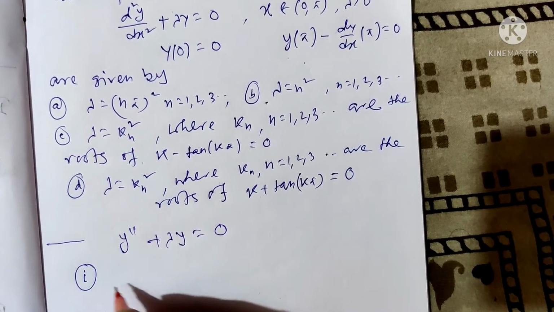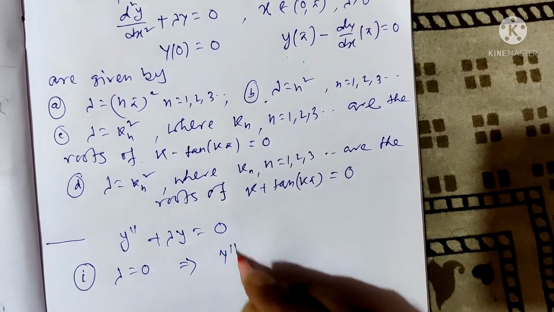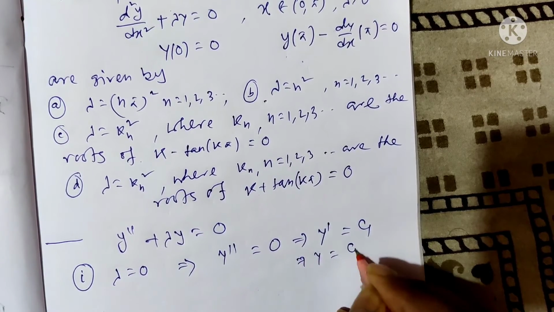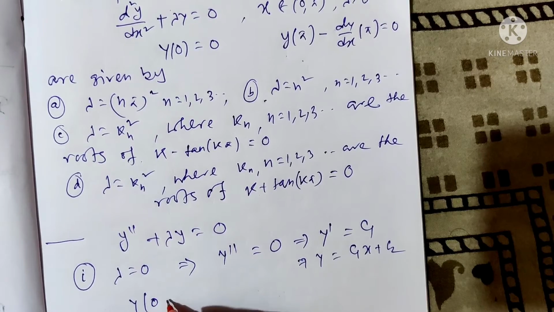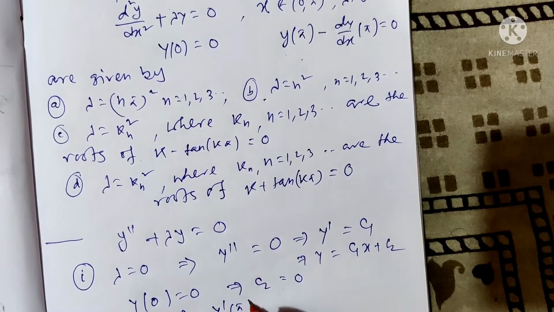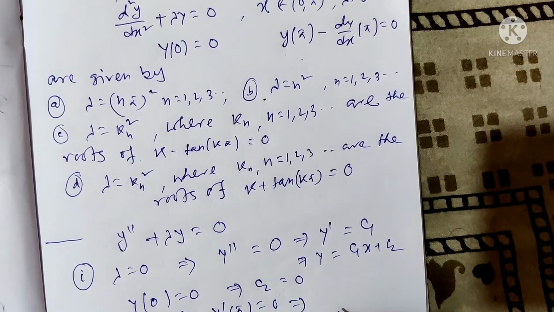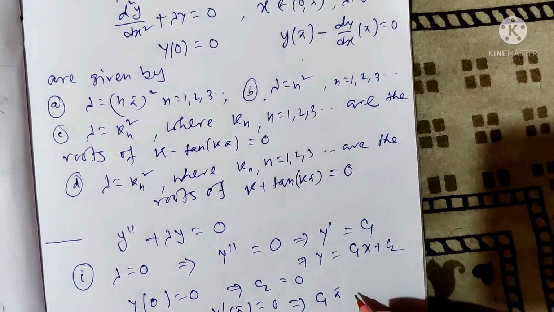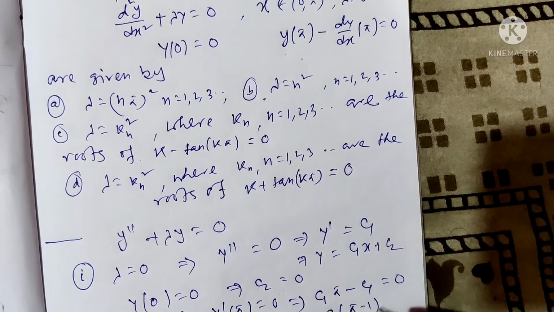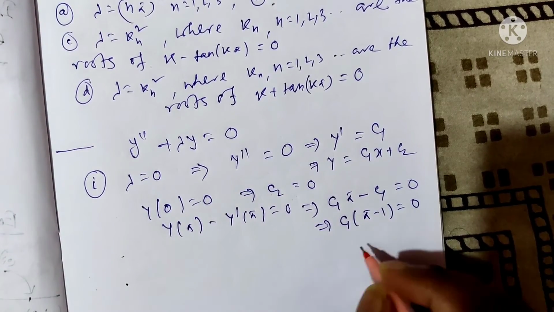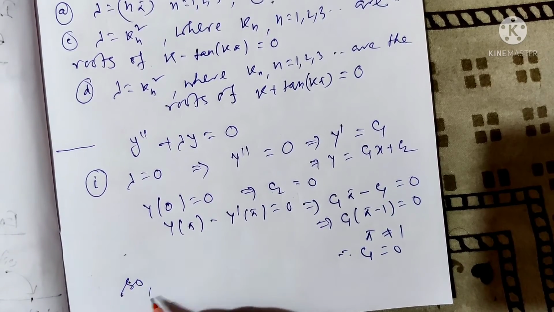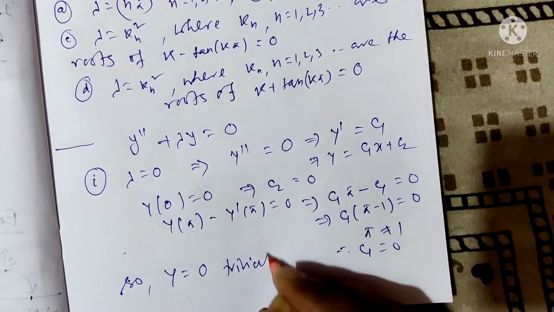For case 1, lambda equals 0. That implies y double dash equals 0. That implies y dash equals c1, a constant. So y equals c1 x plus c2. y(0) equals 0 implies c2 equals 0. y(pi) minus y dash(pi) equals 0 implies c1 pi minus c1 equals 0, that implies c1 into (pi minus 1) equals 0. Now, since pi does not equal 1, therefore c1 equals 0. So y equals 0, a trivial solution.